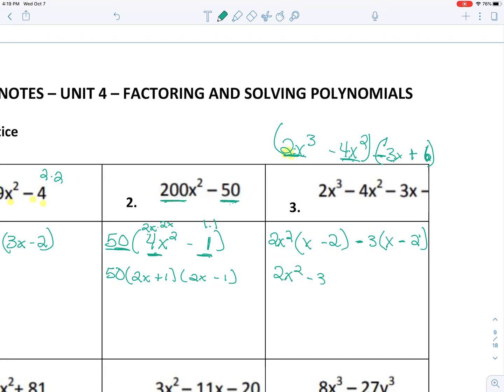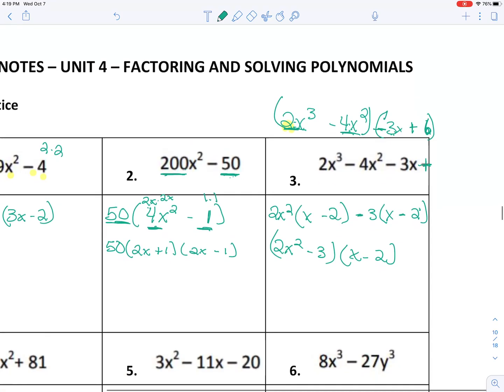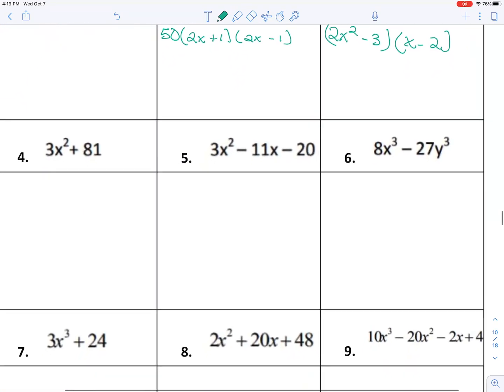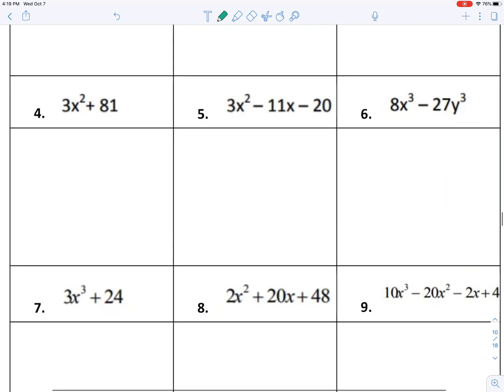So then we have 2x squared minus 3, and then x minus 2. Sorry about that typo there. That should be a plus 6 there. And you already have the notes, so I can't go back and change it, but I will change it for the next year.